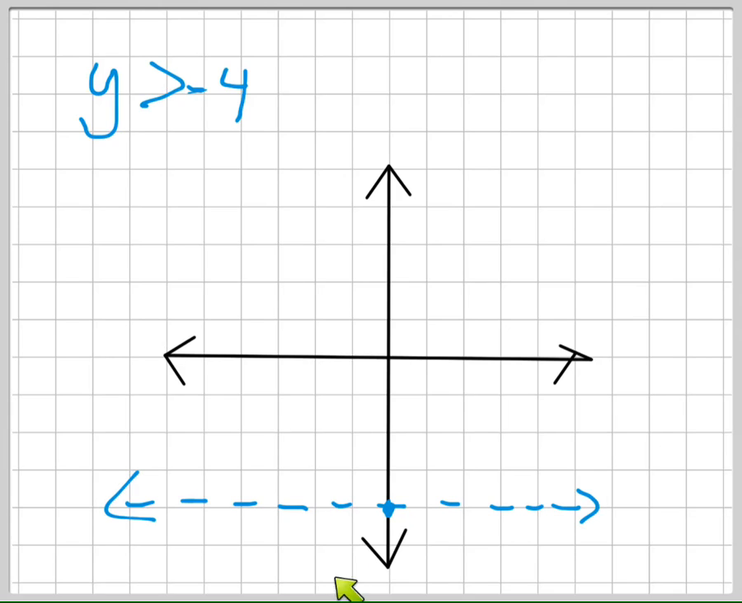Because let's think about it. If you plugged in this point, (0, -4), there's no place to plug in x, but if you plugged in y is -4, you'd get -4 greater than -4, which is false. That means the points along this line are not included.